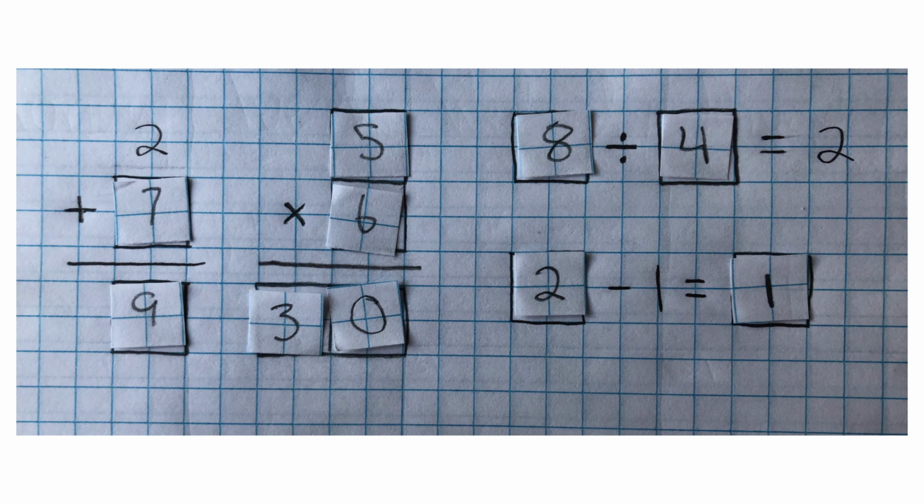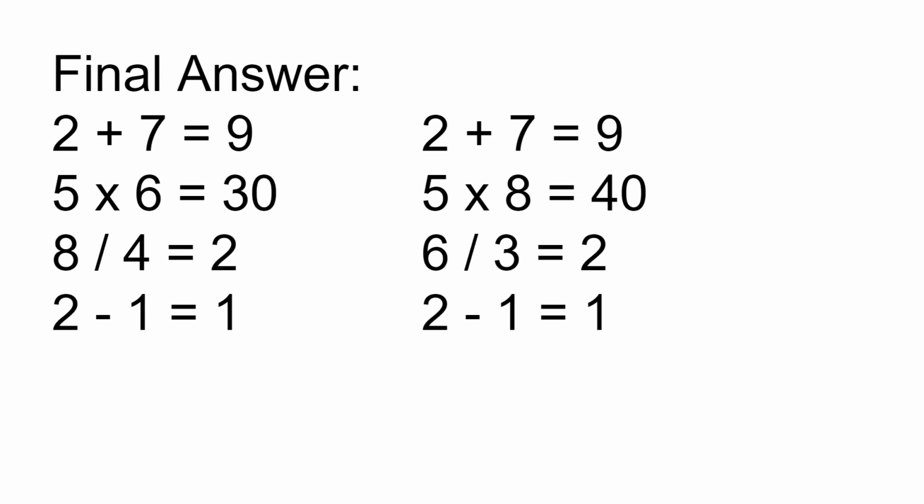Now, if you go ahead and do the rest of them, 5 times 7, 5 times 9, and 6 times 7 and 9, then you'll see that none of those work either. So our final answers are 2 plus 7 equals 9, 5 times 6 equals 30, 8 divided by 4 equals 2, and 2 minus 1 equals 1, and 2 plus 7 equals 9, 5 times 8 equals 40, 6 divided by 3 equals 2, and 2 minus 1 equals 1. So there are 2 answers for this problem.